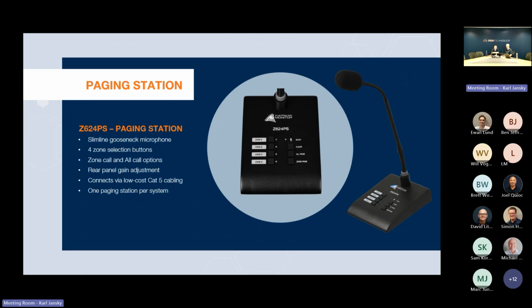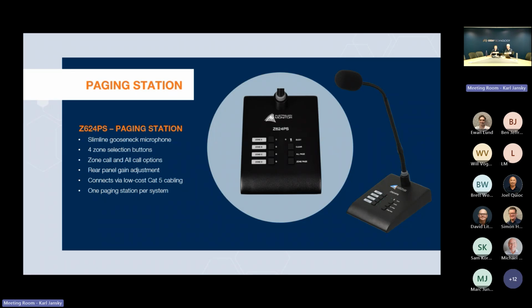The Z624 supports 1 paging station. So the big brother of this product, called the Zone Mix, that system supports up to 16 paging stations. So if you do require more paging stations, you would need to upgrade to that Zone Mix solution. But for the Z624, when it's at that more entry-level point, for most applications, 1 paging station should be sufficient, and that's what we support in this system.